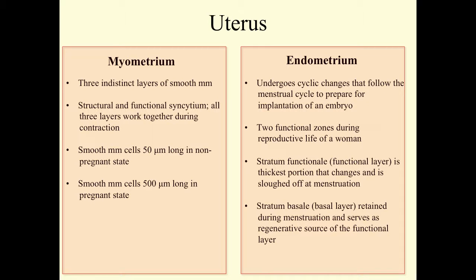Now, as we said, the endometrium undergoes cyclic changes that follow the menstrual cycle to prepare for implantation of the embryo. We've suggested there are 2 functional zones of the endometrium during the reproductive life of a woman. The stratum functionale, the functional layer, is the thickest portion. That's the portion that changes during the monthly cycle. It's the portion that's sloughed off at menstruation. The stratum basale, the basal layer, is retained during menstruation. That layer serves as the regenerative source for the cells in the functional layer.